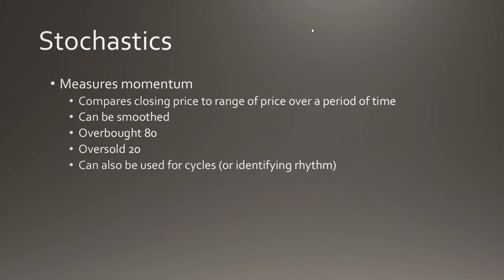Now on the stochastics, stochastics measures momentum. What it does is it compares the closing price to the range of the price over a period of time. It can also be smoothed. The overbought level is normally considered 80. The oversold level is normally considered at 20. And it can also be used for cycles. In other words, it identifies the rhythm that the market is in. And some people actually will trade just the cycles.